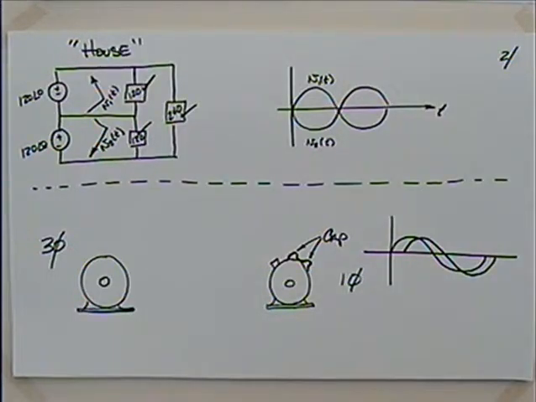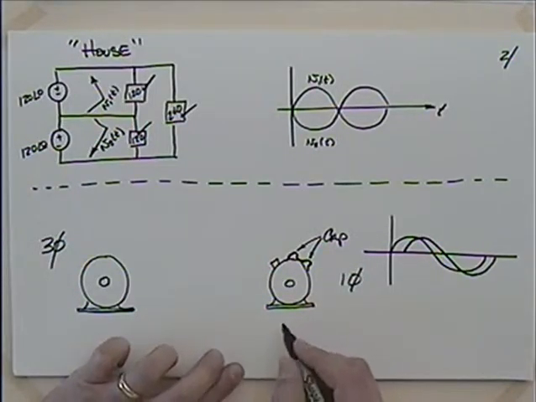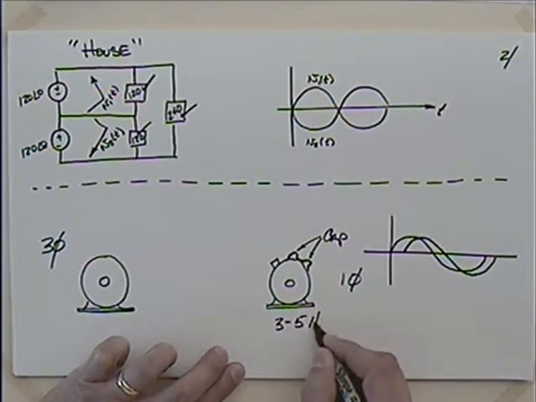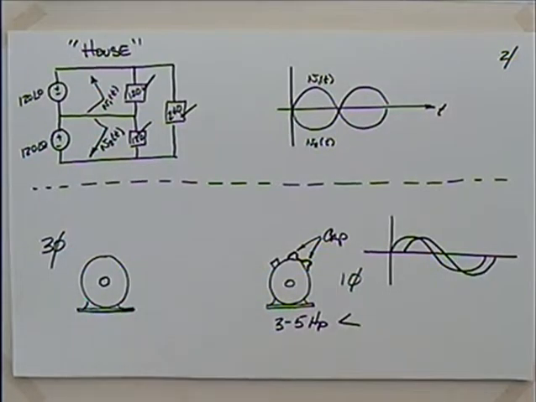So that's the game on that deal. Another thing is just plain the motor size. If we look at single-phase motors, they are usually 3 to 5 horsepower and less. It is very uncommon to have a 5 horsepower single-phase motor. I've seen some rare cases where they're up to 15, but really, really uncommon.